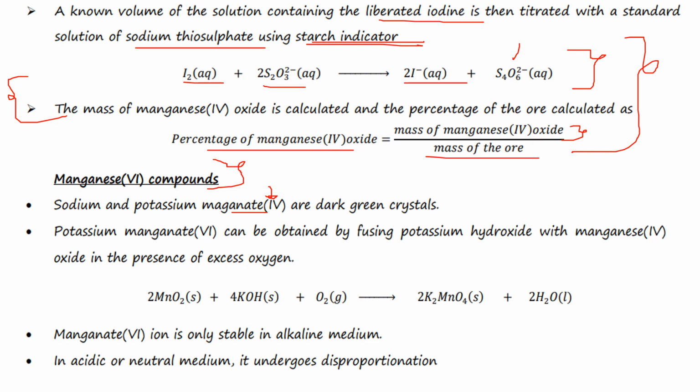So sodium and potassium manganate 6 are dark green crystals, and potassium manganate 6 can be obtained by fusing potassium hydroxide together with manganese oxide, but this is done in the presence of excess oxygen. Now this is a very important reaction about manganese. Like I said, there are very many equations, but I tried to minimize and be concise when bringing this topic in front of you, to reduce the confusion that is experienced by the majority of students.